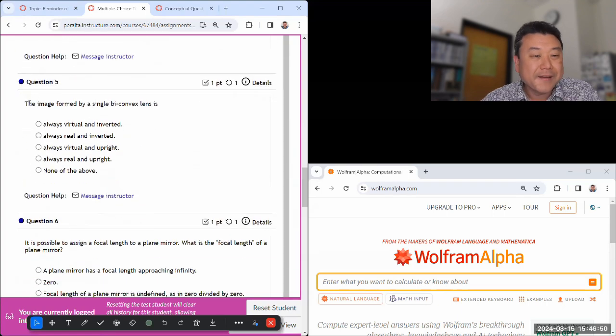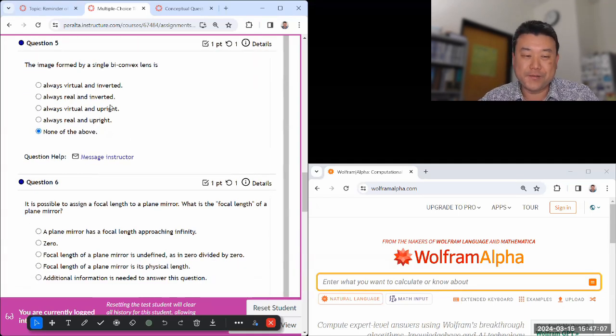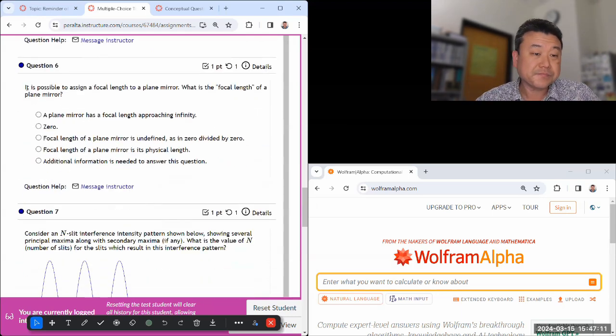I'll come back. Image formed by single biconvex lens. That's a converging lens. So it could be real and inverted, just not always. It could be virtual and upright, just not always. So none of the above, because it could be one of these two, depending on how far away the object is. It's possible to assign a focal length to a plane mirror. Focal length is infinity. Yeah, not zero, infinity.